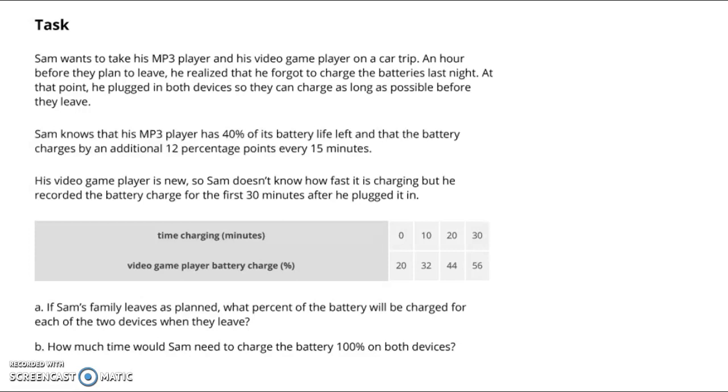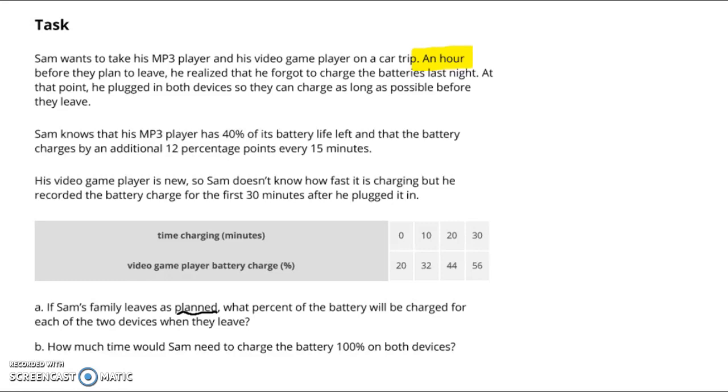His video game player is new, so Sam doesn't know how fast it is charging, but he recorded the battery charge for the first 30 minutes after he plugged it in. So part A, if Sam's family leaves as planned, what percentage of the battery will be charged for each of the two devices when they leave? In order to answer that, we need to figure out when they planned to leave. So that can be found right up here at the top. So an hour. So he has an hour.